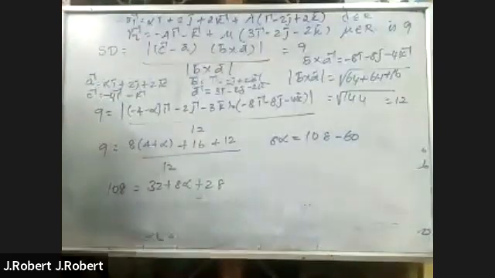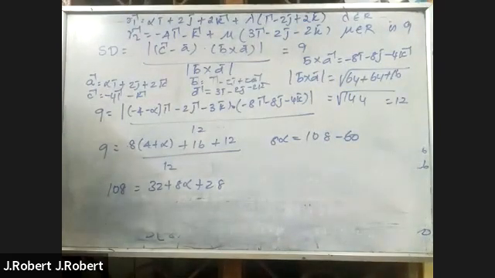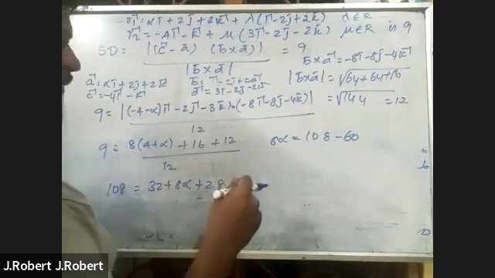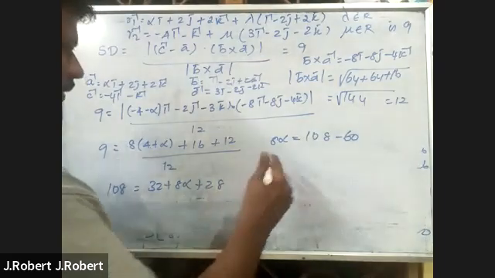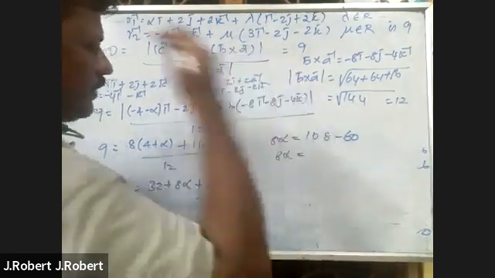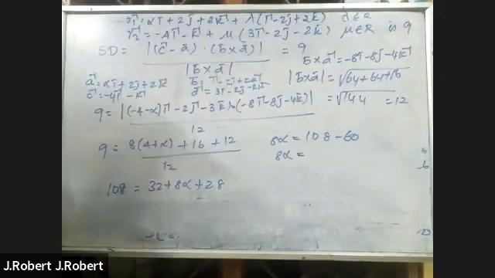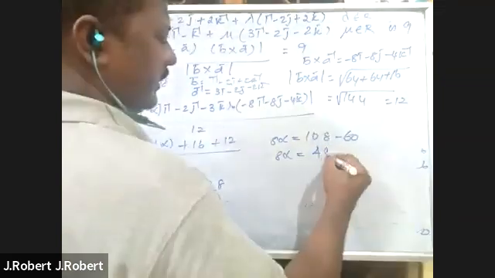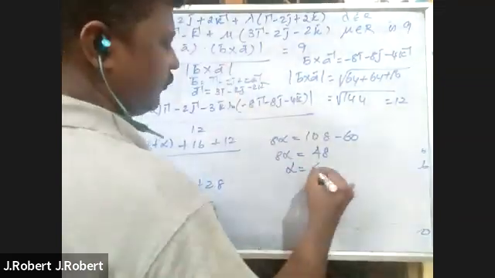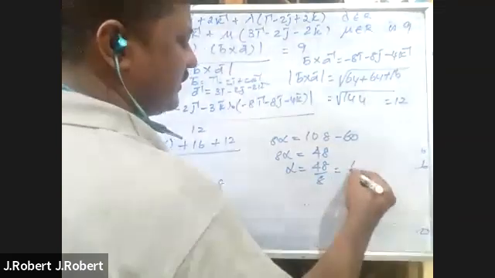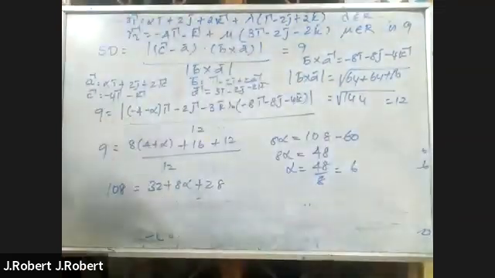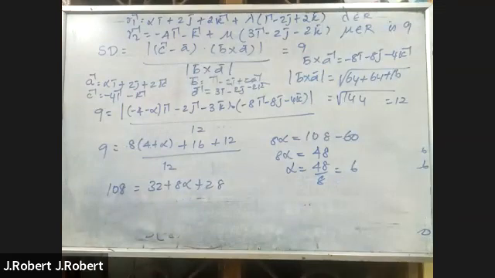Correct? Yes, sir. 8 alpha is equal to 48. Alpha is equal to 48 by 8. 6, not 5. 6. Please take down. Please take down quickly.